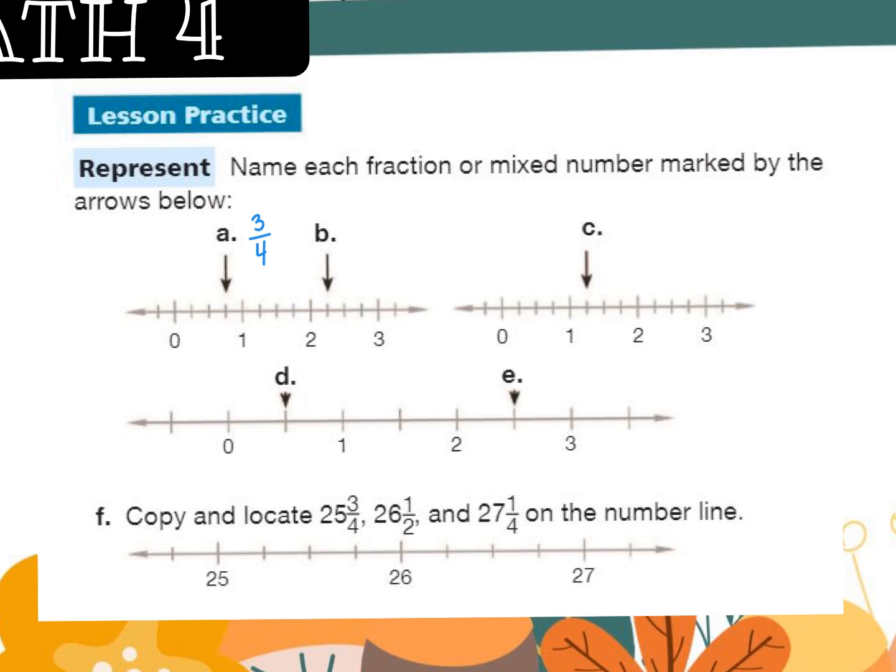Reagan, what is B? 2 and 1/4. Very good. What is C, Brayden? 1 and 1/4. Very good. Don't forget the whole number, guys. Okay, what is D pointing to, Tyler? 1/2. How do I know? Because it's between 0 and 1. So this is 1/2. And then E? 2 and 1/2. 2 and a half. Very good.